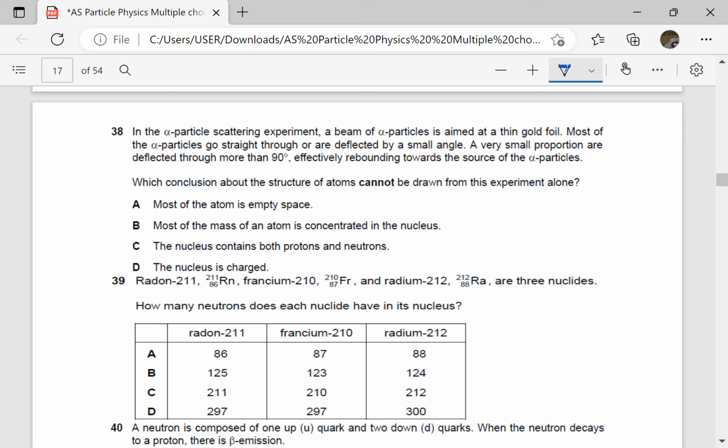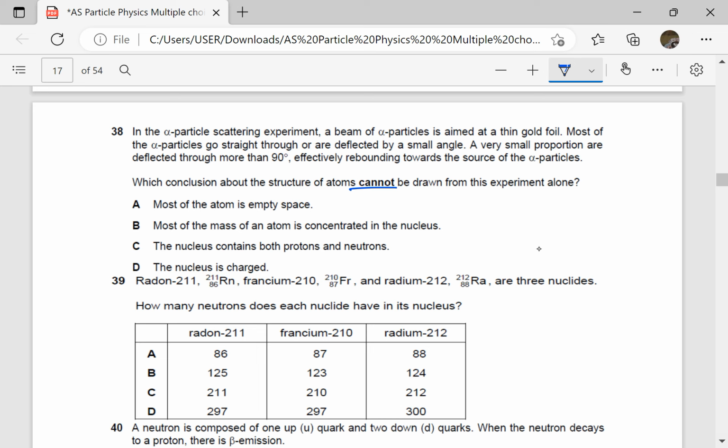In the alpha scattering experiment, a beam of alpha particles is aimed at a thin gold foil. Most of the alpha particles go straight through or are deflected by a small angle. A very small proportion are deflected through more than 90 degrees, effectively rebounding towards the source of the alpha particles. Which conclusion about the structure of the atoms cannot be drawn from this experiment alone?